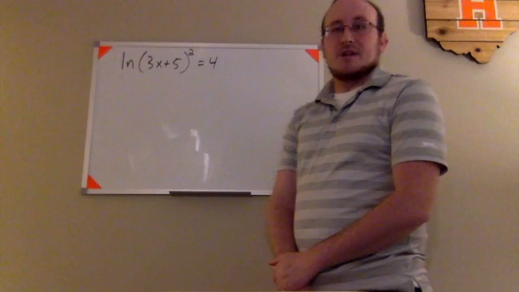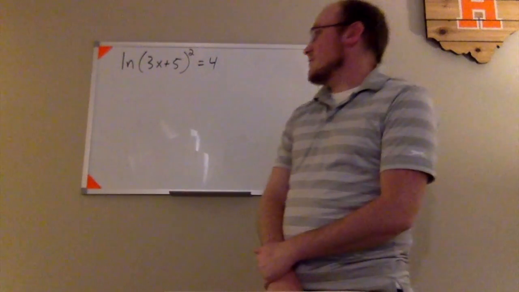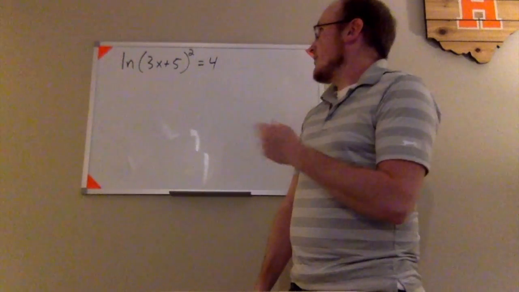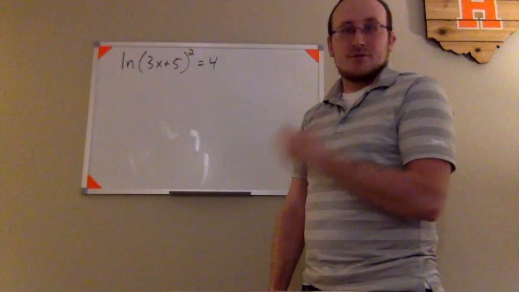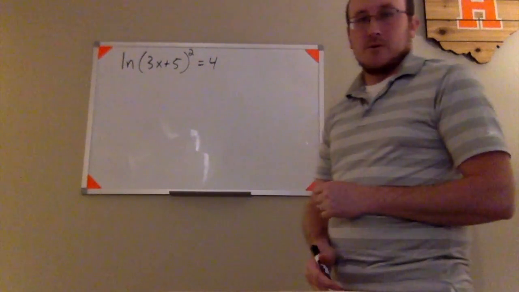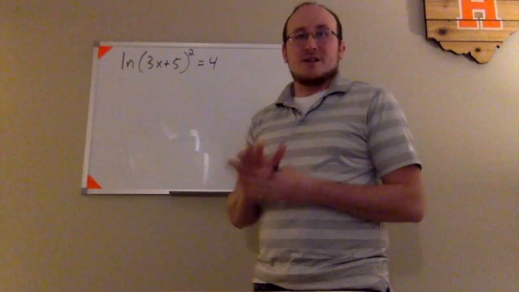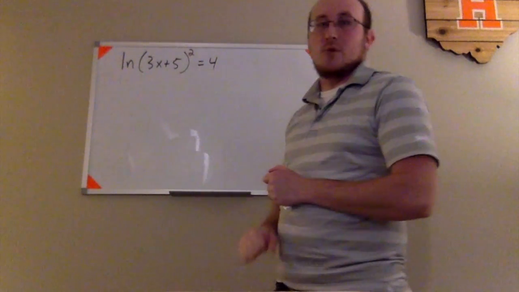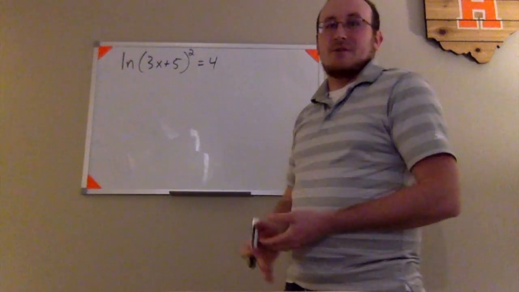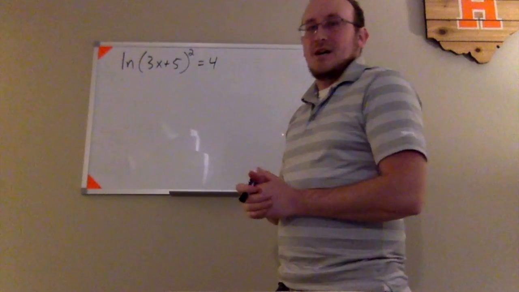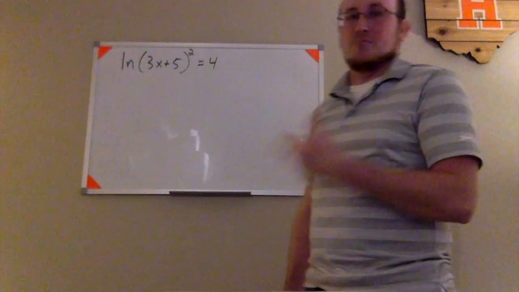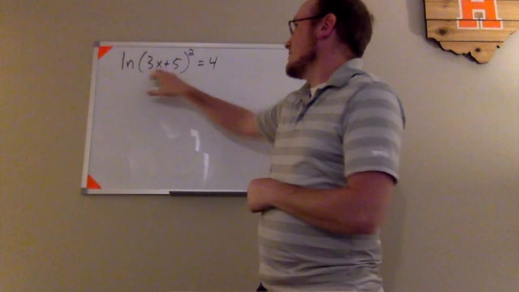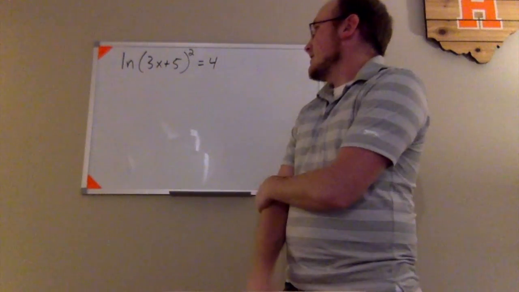Let's look at one more example of this. Here we have natural log of the quantity 3x plus 5 squared is equal to 4. We don't have to be quite as careful with the values of x here because I'm squaring it. I know that I'm not going to end up with any negative numbers, so the only thing that x couldn't be would be anything that would make this equal to 0 in here.